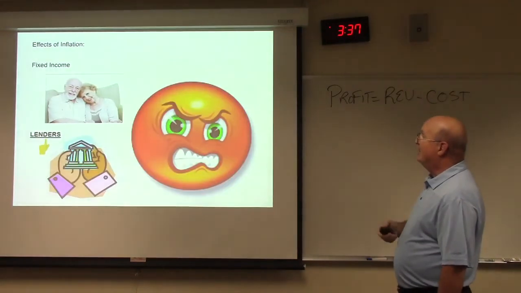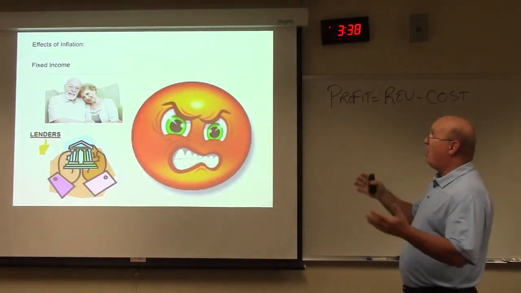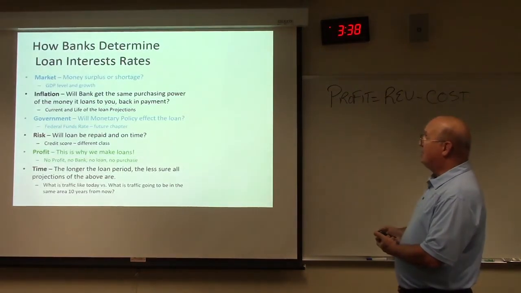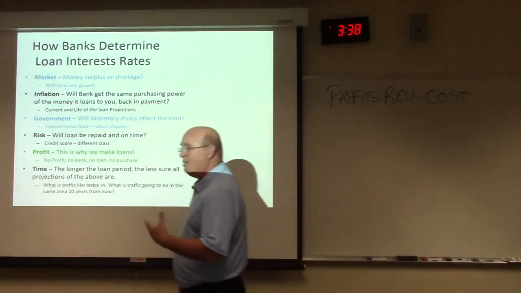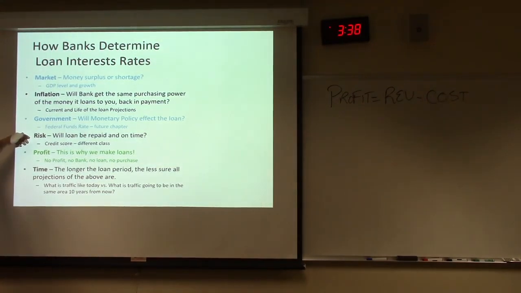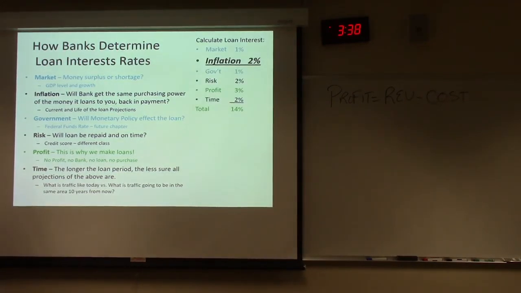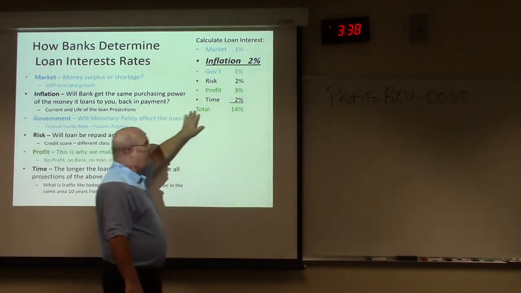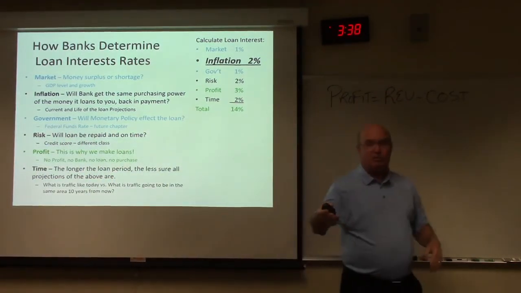The next are lenders, banks. They also get hit by the effects of inflation, because when they look at how much interest they're going to charge you, they look at what the market is doing, what GDP is, what inflation is doing, what the government is doing, what kind of risk you are, right? What kind of profit do they need to make, how long is the loan? They take this and a whole bunch of other stuff into consideration, and they add it up. And they say, well, this is the interest rate. We're going to calculate 2%. We come down with a total of, we're going to put 14% interest on your loan.